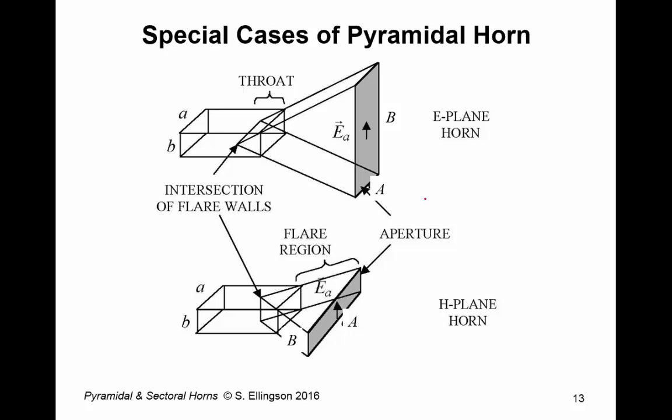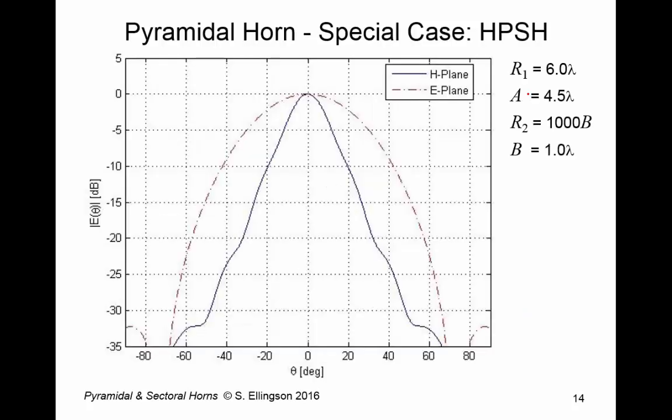Okay, so now I'd like to talk about two special cases of the pyramidal horn. One you already know about, the H-plane sectoral horn. The other one that we're about to talk about, the E-plane sectoral horn. The E-plane sectoral horn is a horn which is flared only in the E-plane, just as the H-plane sectoral horn was one that was flared only in the H-plane. And that's the only difference. We have everything we need to analyze an E-plane sectoral horn.